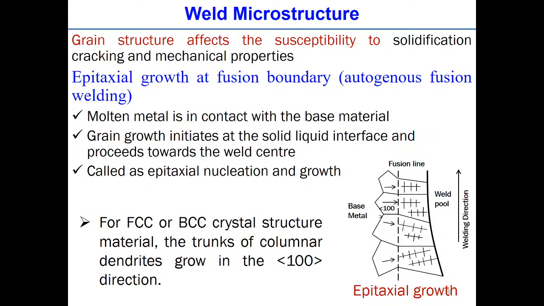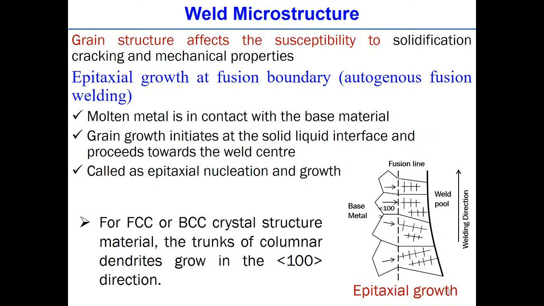We have already explained that grain structure is susceptible to solidification cracking, and affects the mechanical properties also. Epitaxial growth is basically associated with the fusion boundary, and with the autogenous fusion welding process. Autogenous means we are not depositing any kind of material or using any electrode during the welding process. If you use only the autogenous mode, then we can expect some kind of epitaxial growth. This normally starts from the solid-liquid interface, or fusion line. Then growth happens in a particular direction.